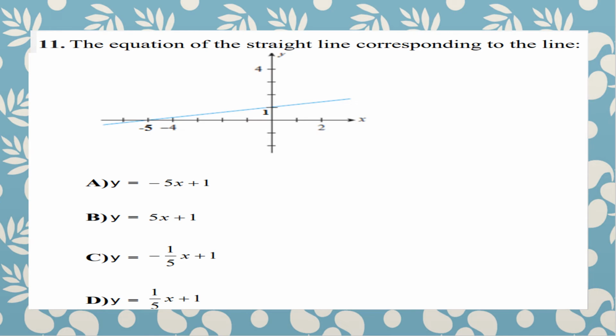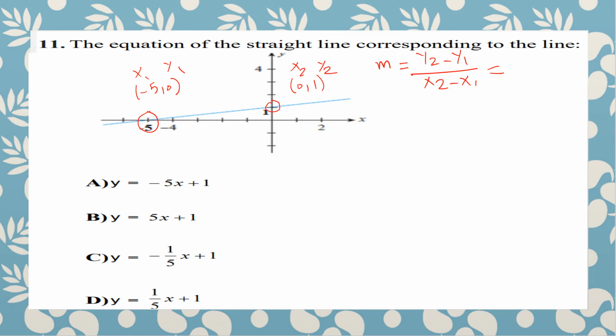Question 11. The equation of the straight line corresponding to this line. This line is a rising line, so m would be positive, and we have 2 points here. This is the first point, -5 and 0, and this is the second point, which is 0 and 1. From these 2 points we can find the slope, which is m, and the slope equals y2 minus y1 over x2 minus x1, where this is x1 and y1, and this is x2 and y2.